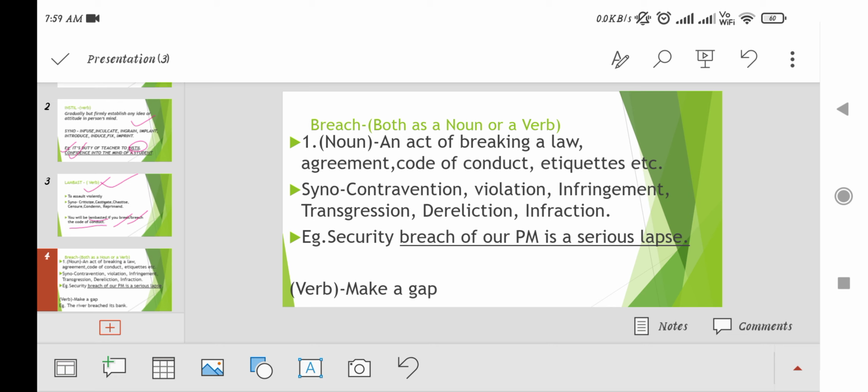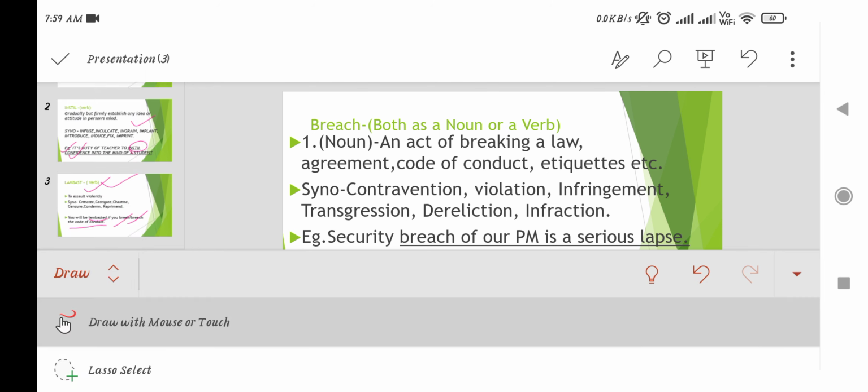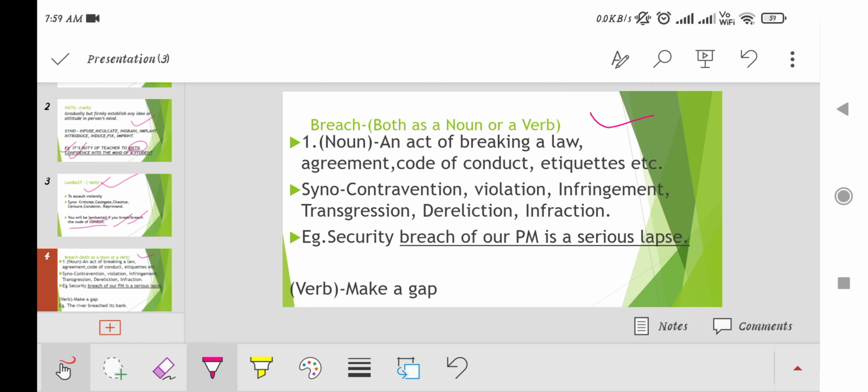Means we can use breach both as a noun or as a verb. Now, how can we use it as a noun or as a verb? As a noun, breach means an act of breaking a law, agreement, code of conduct, etiquettes, etc.